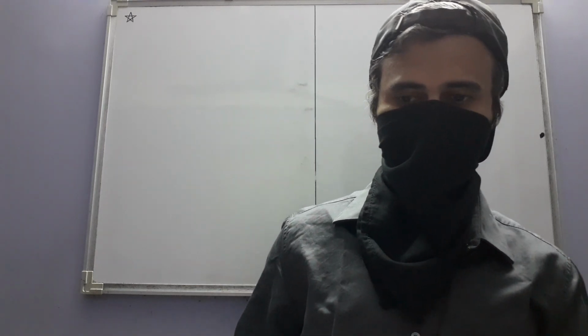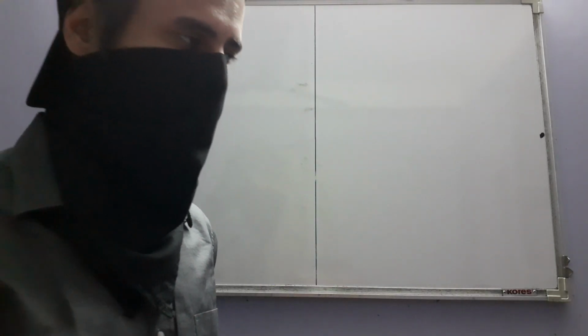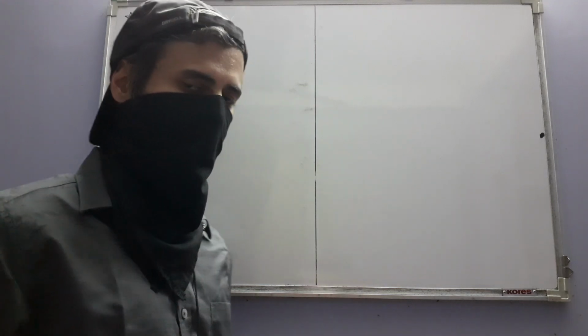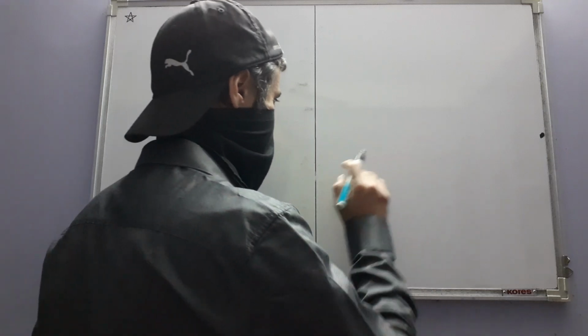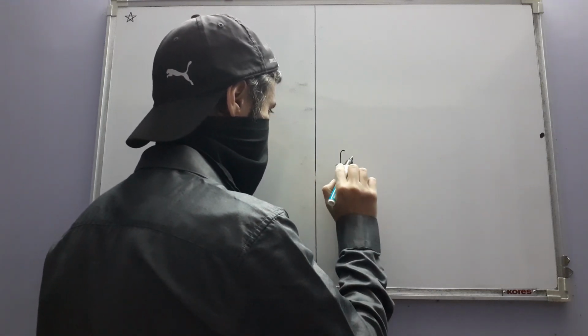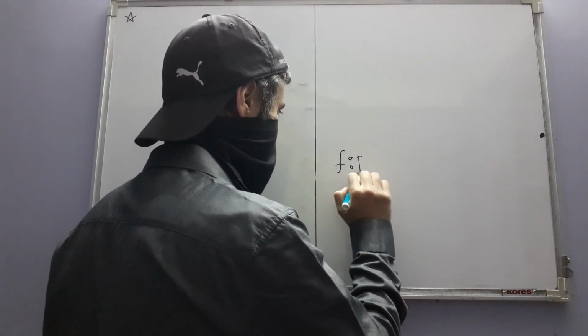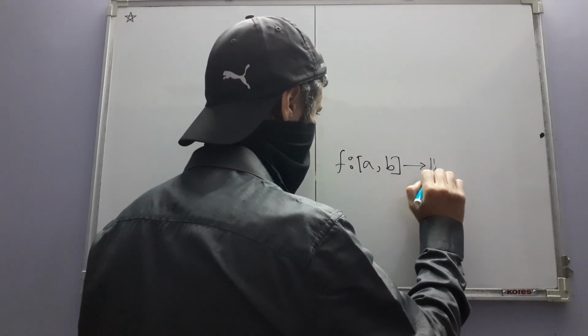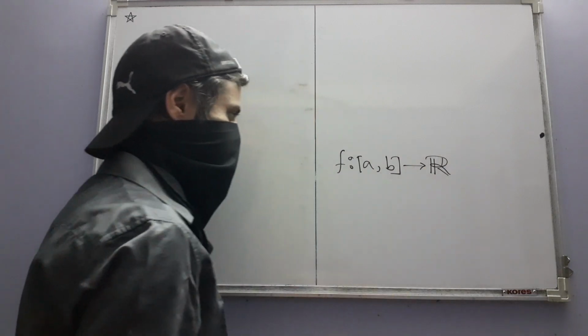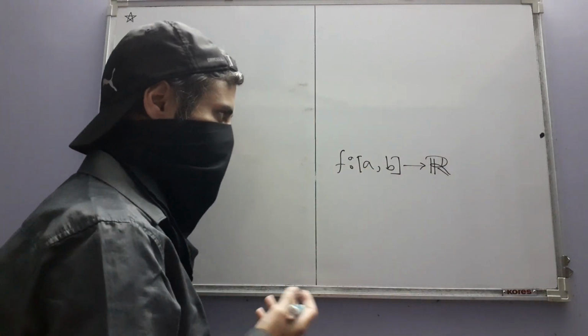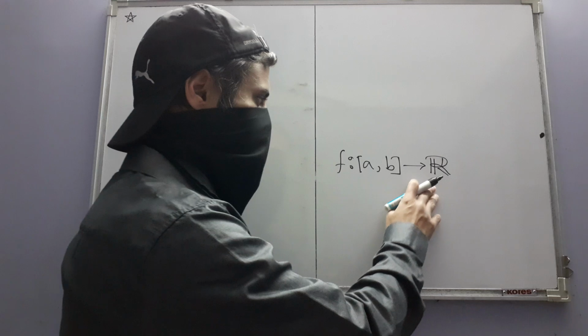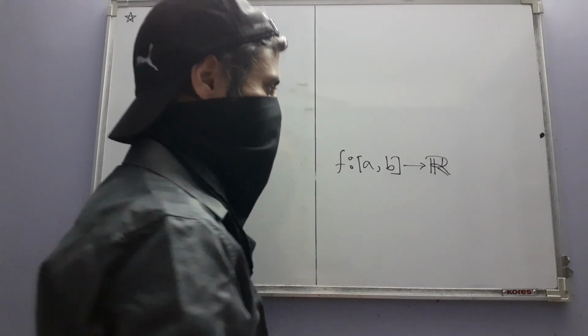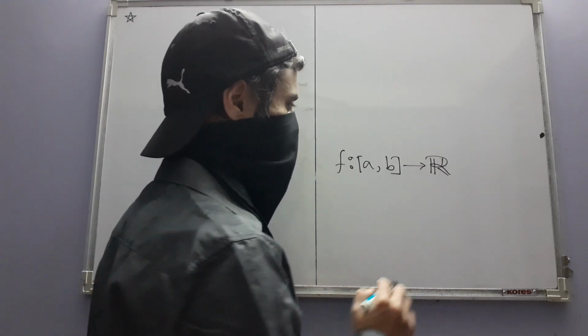Okay, so let us continue our discussion of continuous functions. Let us start by recalling what we have already seen. So what we have seen is this: if f is a function of this type, where a comma b is an ordinary closed interval in R and f is continuous, then f is bounded.